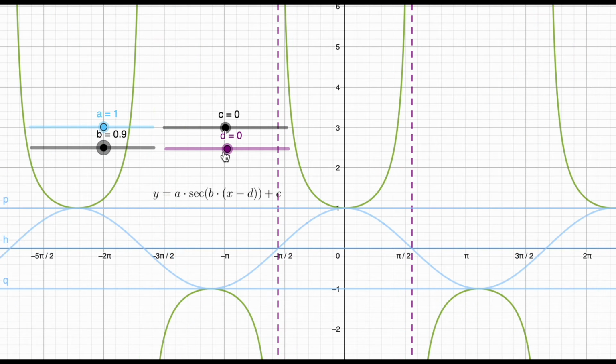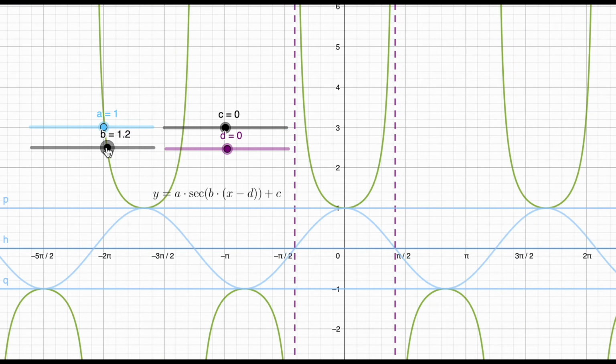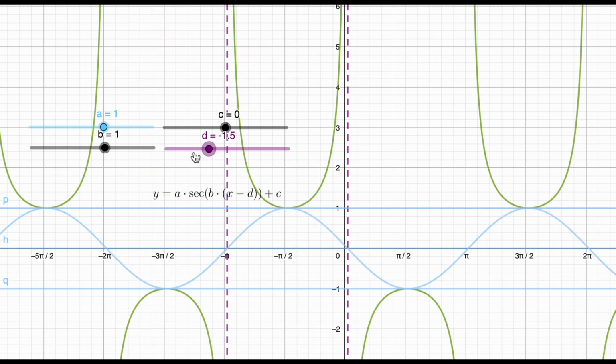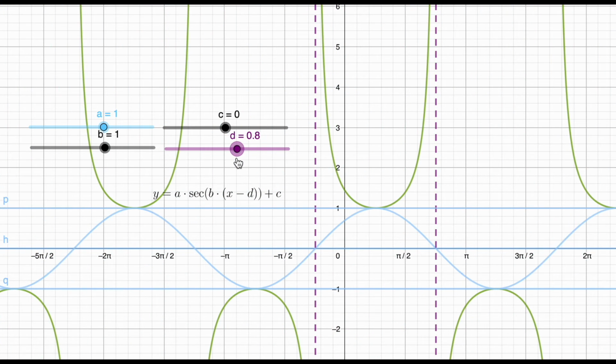So let's see, I put this at 1. And again, the phase shift moves it right and left like this. It just moves it right and left. That's the phase shift.